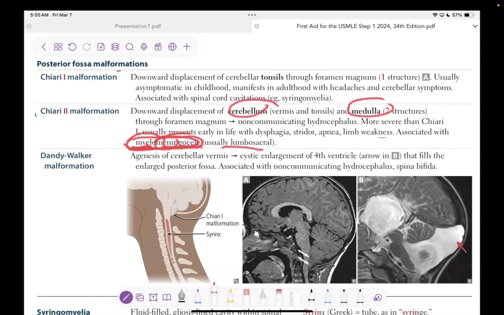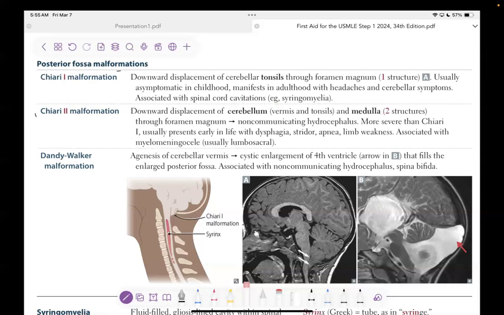So theory one malformation and two malformation, it is easy to read all of them word by word, but it is difficult to maintain and remember it. Once we finish the whole First Aid book, it is difficult to remember each and every single word. So the trick is to just say: in theory one malformation, one structure is coming down, which is cerebellum, and one association, which is syringomyelia. And in theory two malformation, two organs are displaced, cerebellum and medulla, and the function of these two is impaired. And myelomeningocele is also the association.